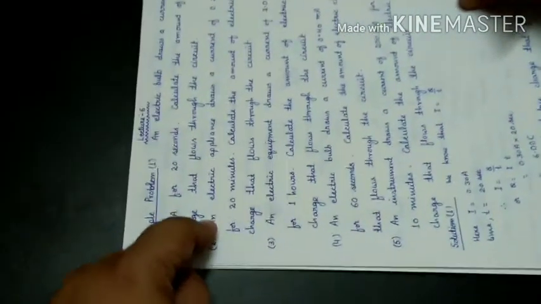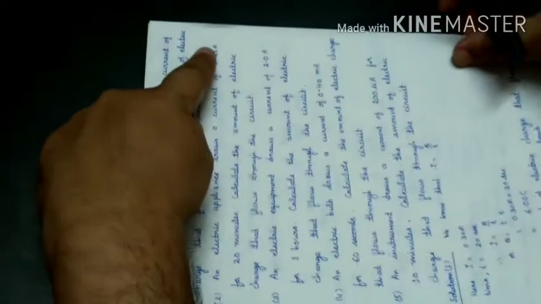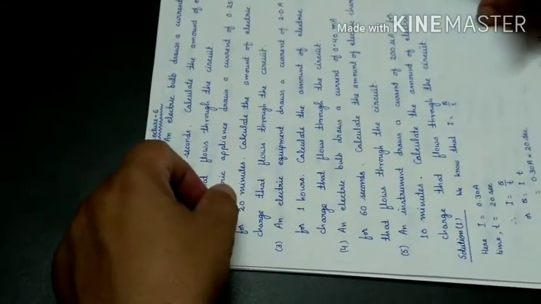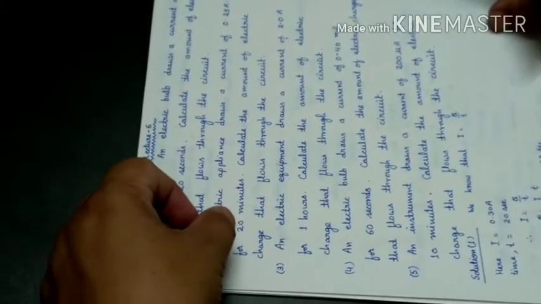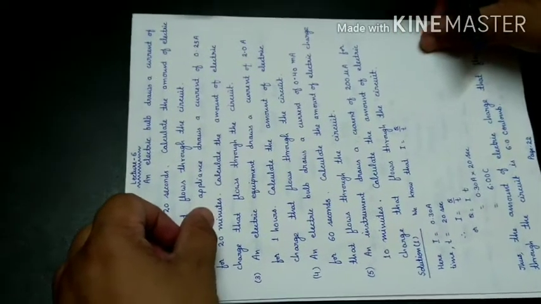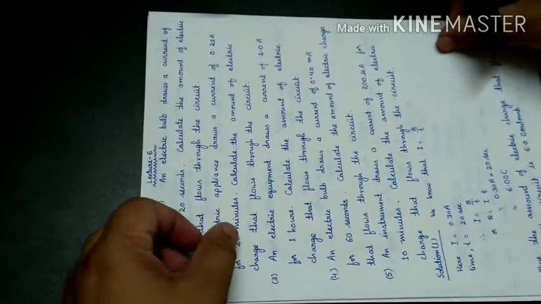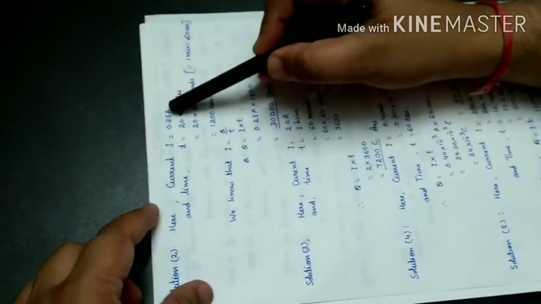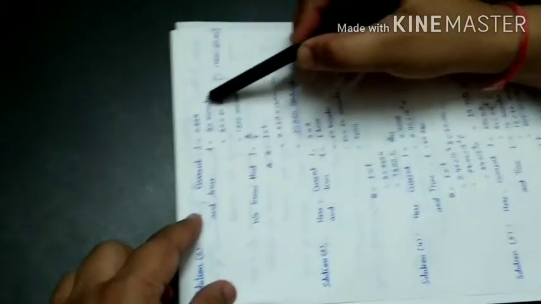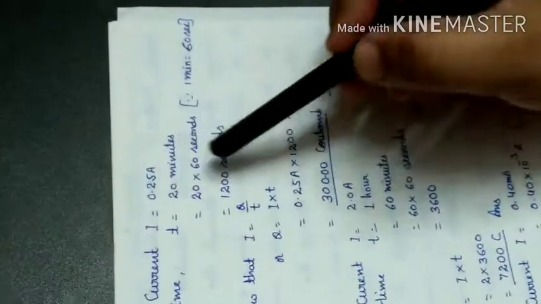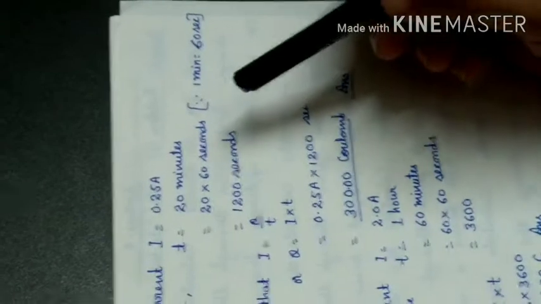Next problem: an electric appliance draws a current of 0.25 ampere. Here I is 0.25 ampere for 20 minutes. So in this numerical problem, time is 20 minutes. So first you will have to convert it into second, because SI unit of time is second. In this question, I is equal to 0.25 ampere and time T is equal to 20 minutes. 1 minute is equal to 60 seconds. So 20 into 60 gives you 1200 seconds is the time.